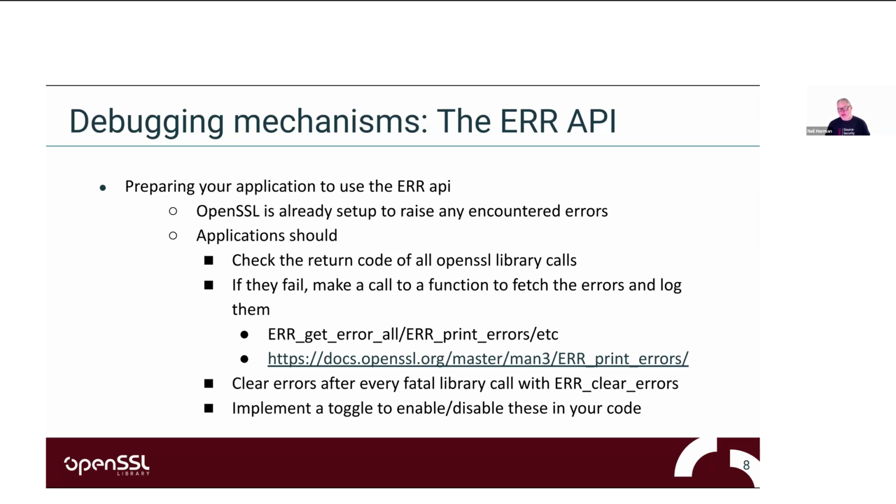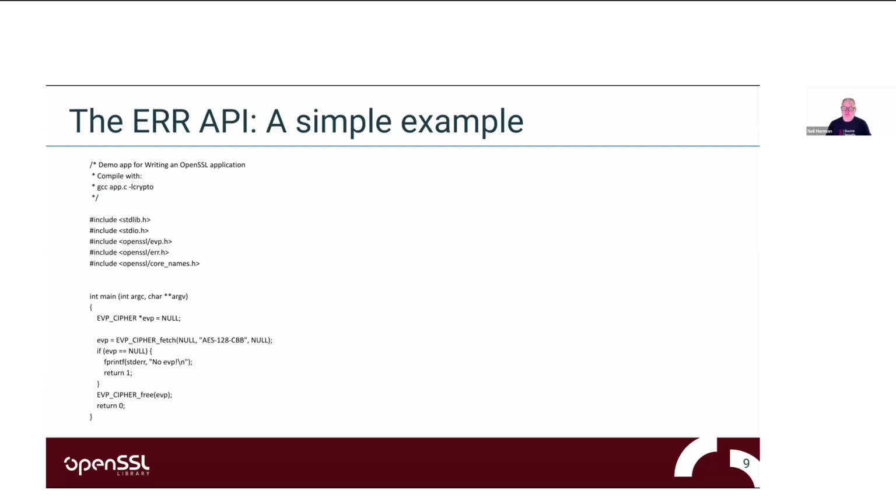And lastly, your application should ideally implement a toggle to enable these in your code or disable them. The idea being that in normal operation, you may not want to see these errors printed, but in a debugging scenario, you may at runtime want to turn them on. And that's a fairly straightforward programming practice.